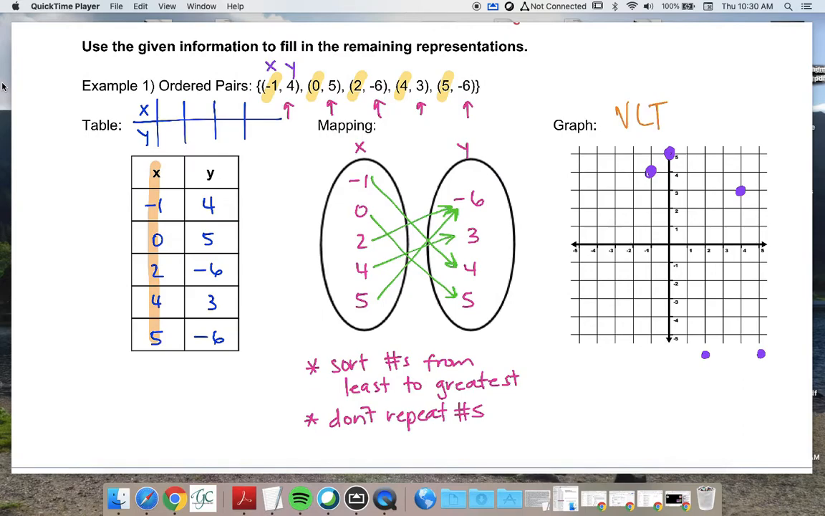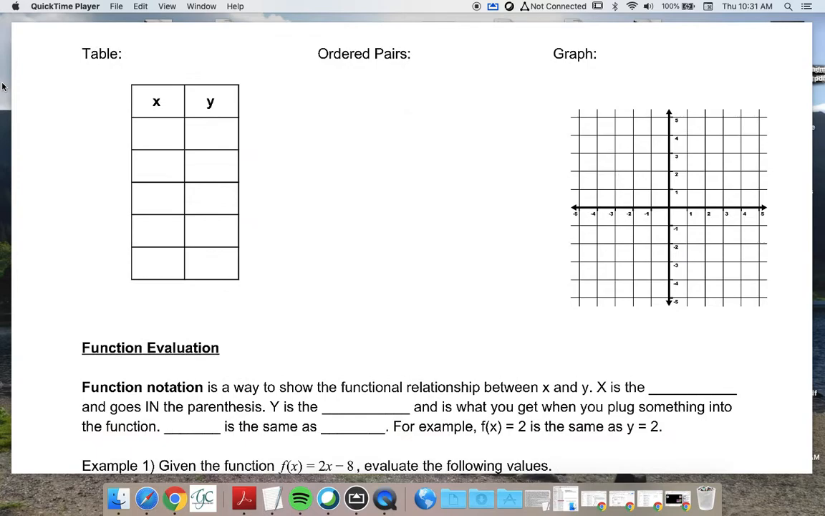All right, so those are our different representations, a way to represent a set of data. Whether it's a function or not, each of these forms can be used to organize data. And then specifically, we're looking at those x values to determine if we have a function. So we only want each x value to show up once if it's a function. So let's try one more example here.